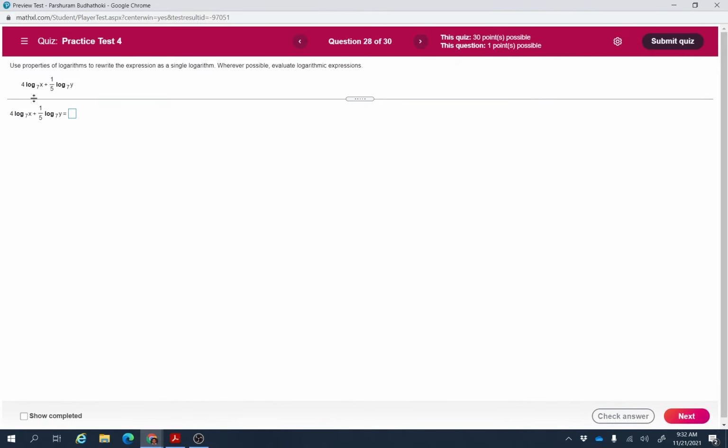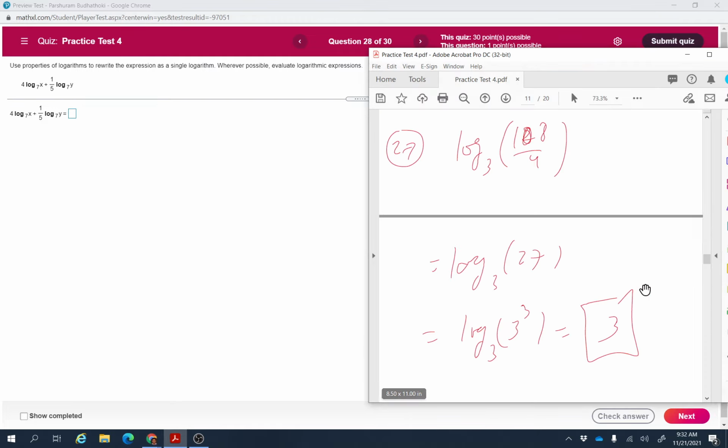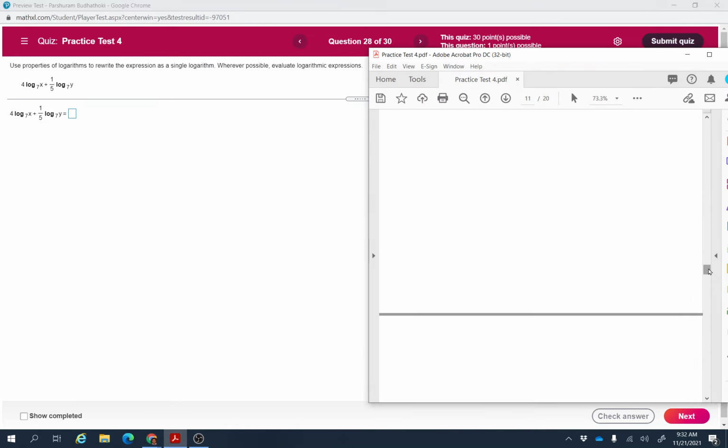Very similar kind of thing. You have to use the product rule and then the power rule. You can bring the 4 to the exponent, and the 1/5 to the exponent, and then combine that. So the next step would be log base 7 of x to the power 4 plus log base 7 of y to the power 1/5.